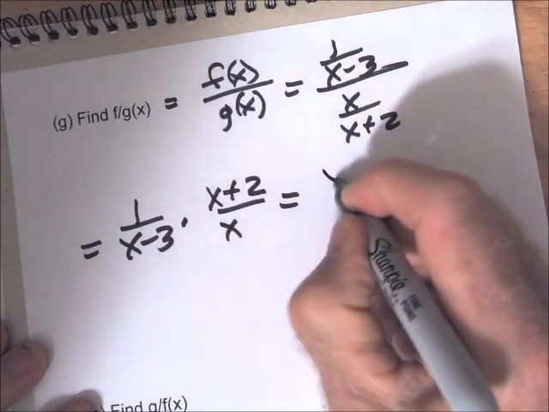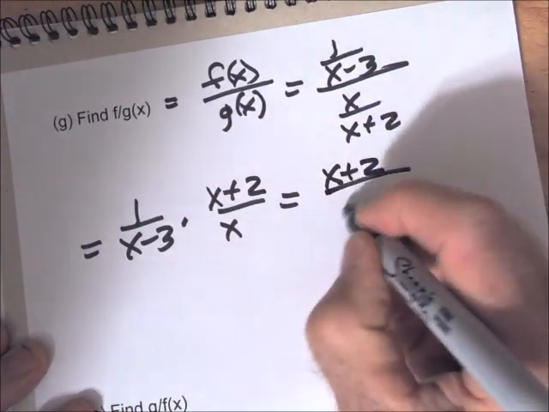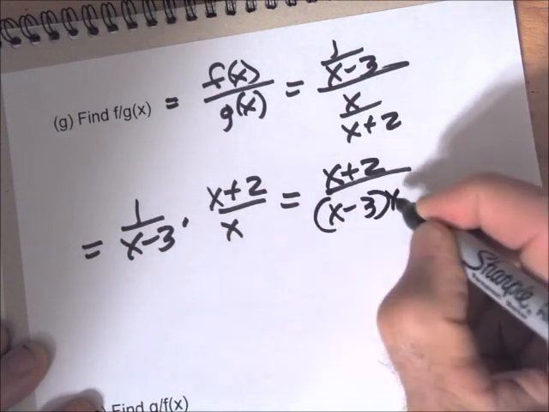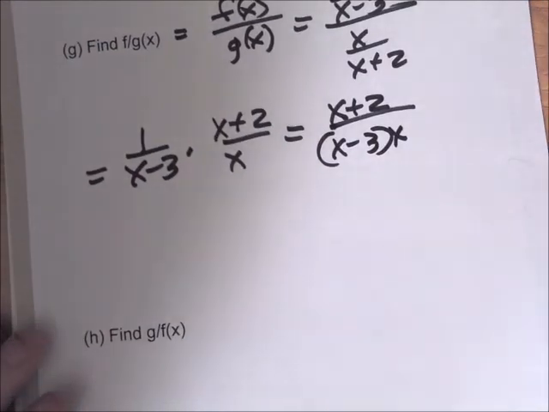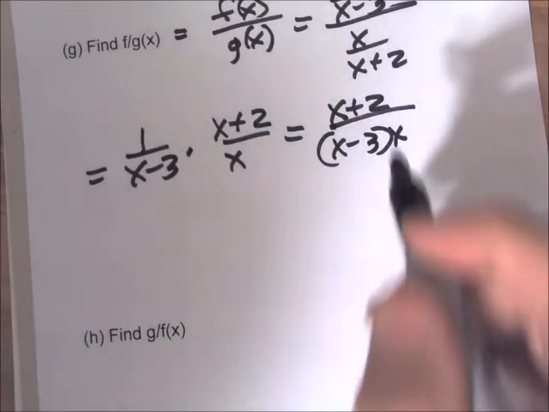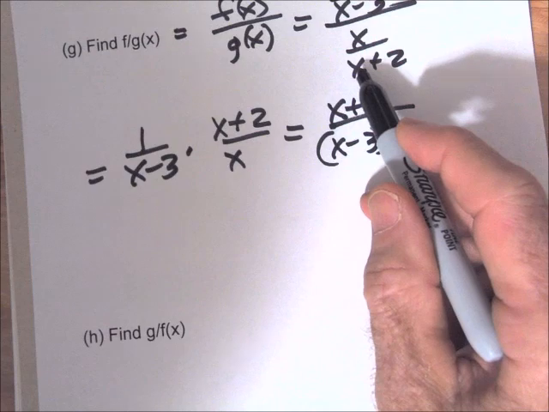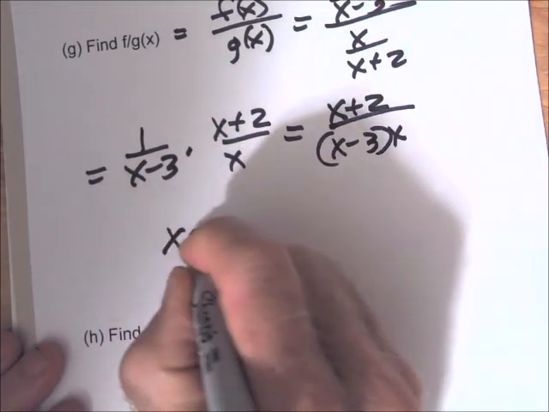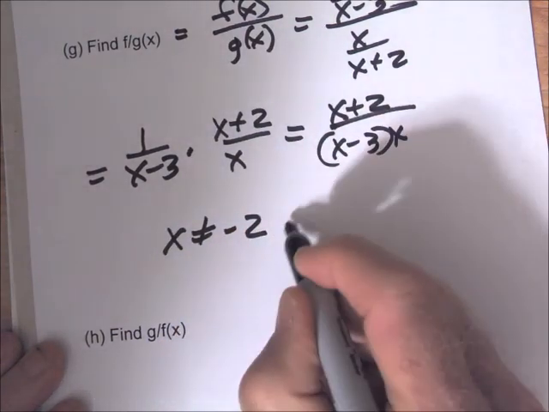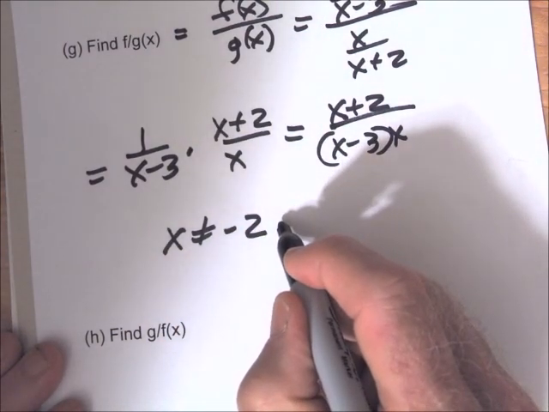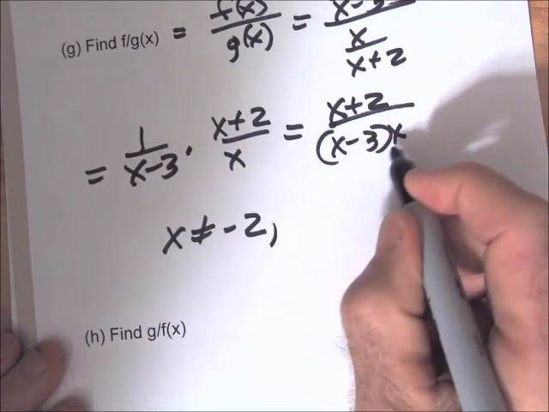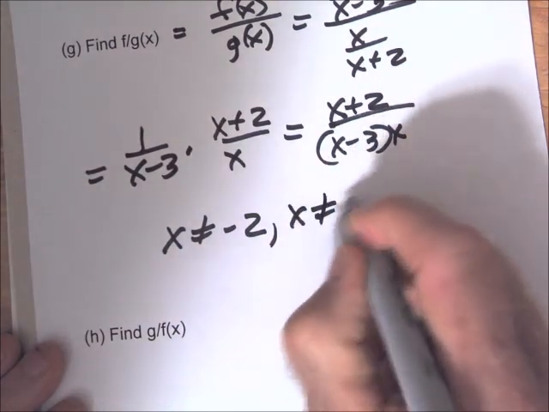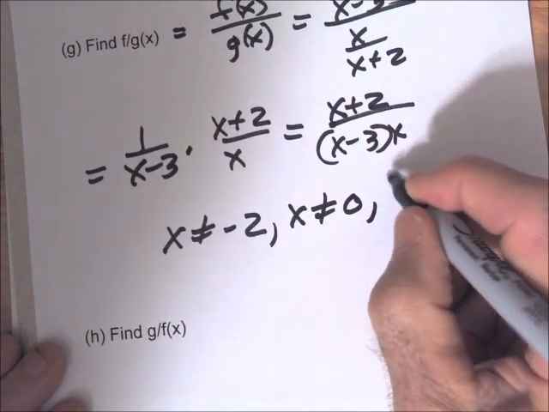And then you can multiply straight across. It would be x plus 2 over x minus 3 times x. Okay, so domain restrictions, you can't get past this step here if x is negative 2. So x is not equal to negative 2. And this step here, x cannot be 0. x not equal to 0, and x not equal to 3.